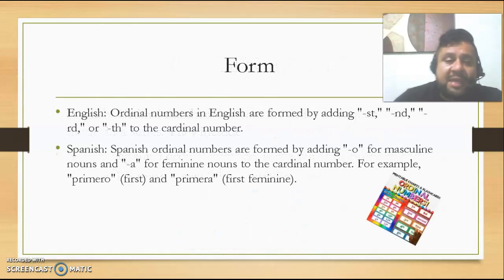The form. In English, ordinal numbers are formed by adding st, nd, rd, or th to the cardinal number. In Spanish, ordinal numbers are formed by adding o for masculine nouns and a for feminine nouns to the cardinal number. For example, primero, first, and primera, first, in feminine. We can see we have this in Spanish, but in English they don't have to be masculine or feminine. That's one of the differences as well.